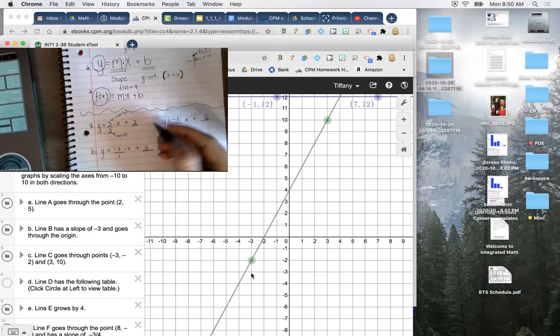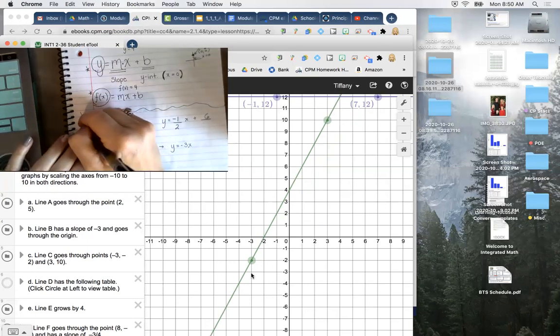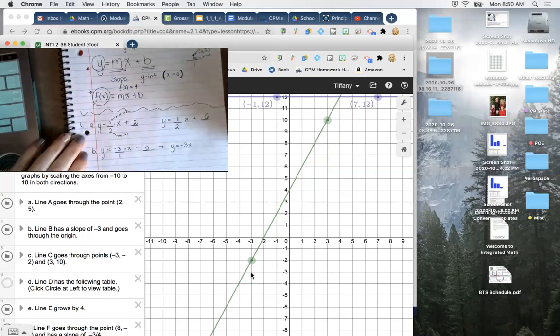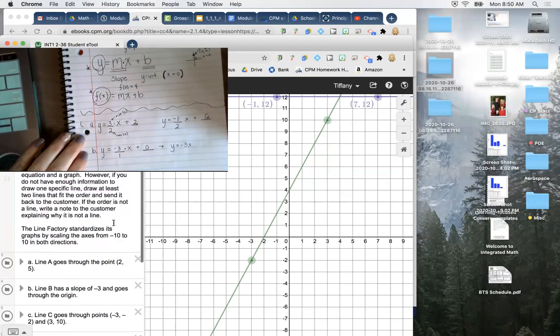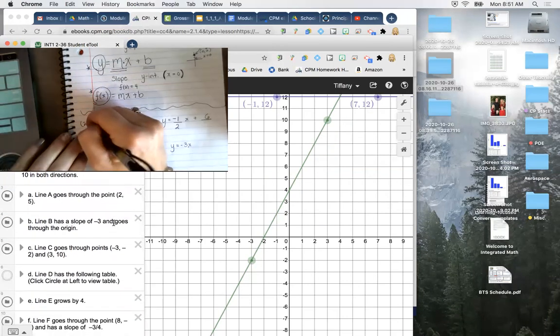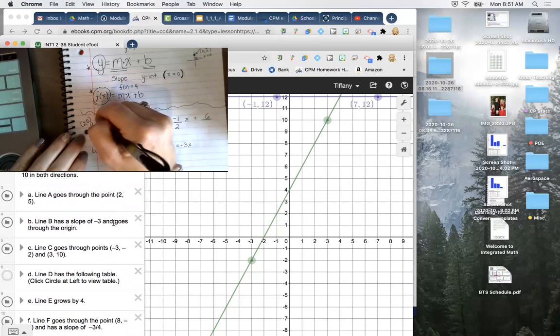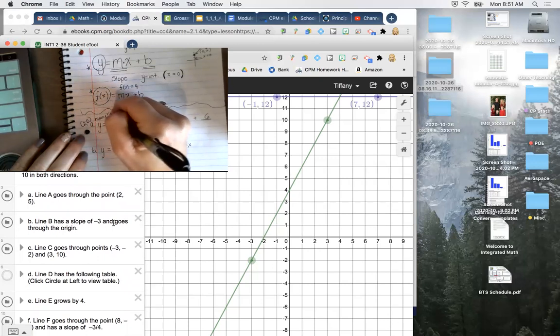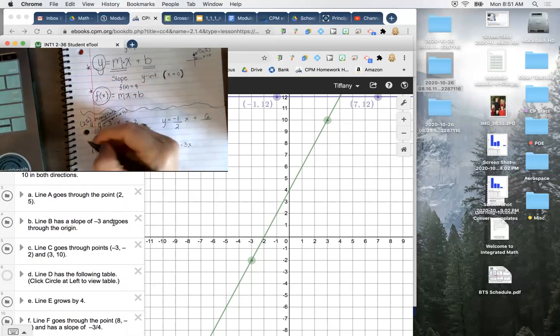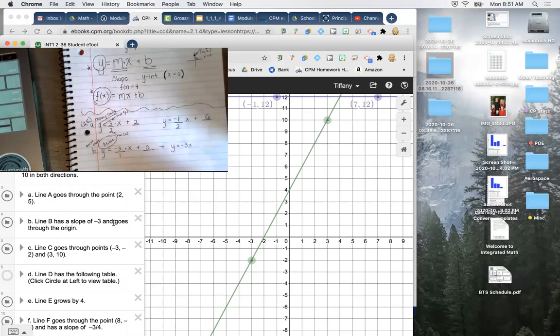So let me go back really quick. This one, when I was given a single point, I was given the point, let me remember here. It was going through 2, 5. When I was given a single point, I had many lines. But when I was given a point and the slope, I only had one line. Here in C, I'm given 2 points, and guess what? We're only going to have one line.